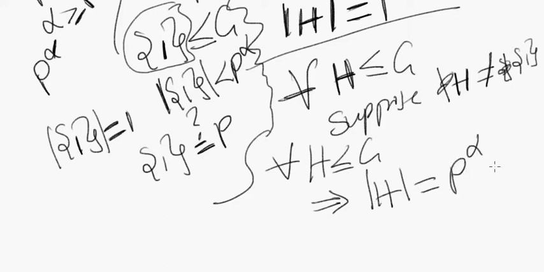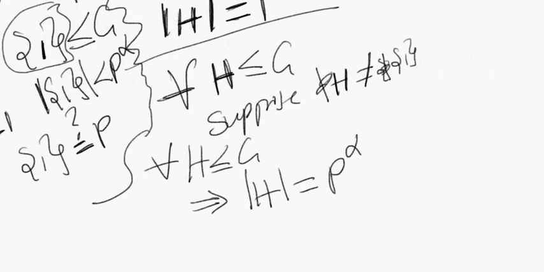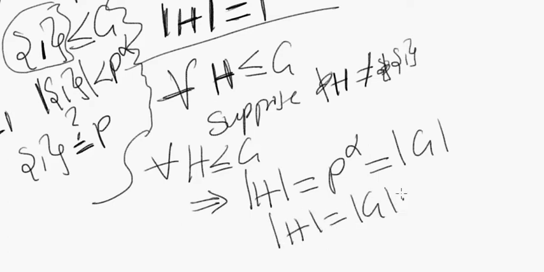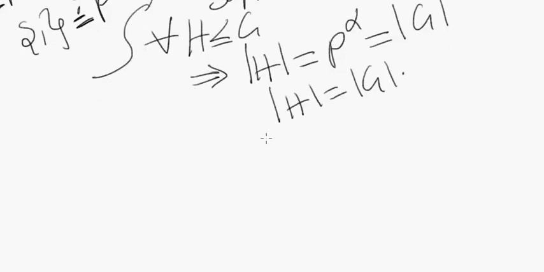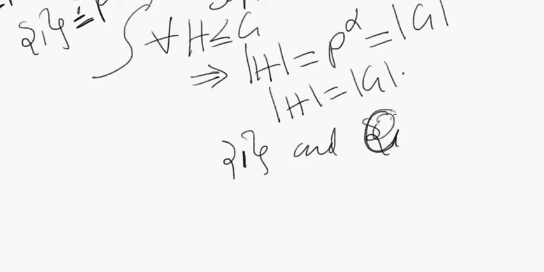But if the order of H equals p to the alpha, and p to the alpha equals the order of G, aren't we saying that the order of H equals the order of G? If so, what are the possible subgroups? Are we saying that the only possible subgroups are the identity subgroup and the group G itself? If every subgroup that is not the identity has order p to the alpha, namely the order of the group, then the only subgroups are the identity subgroup and the group itself.